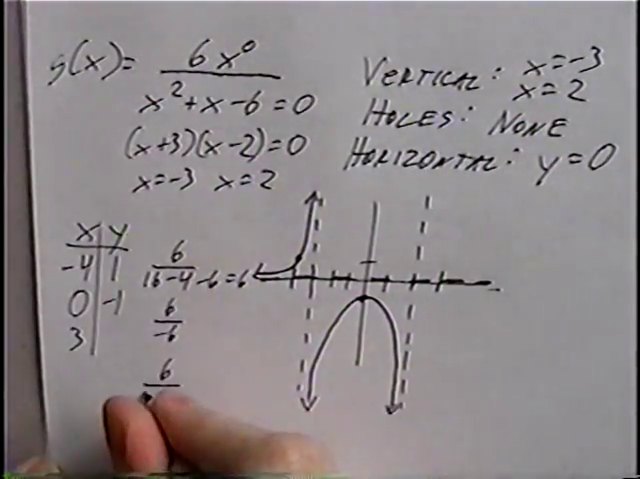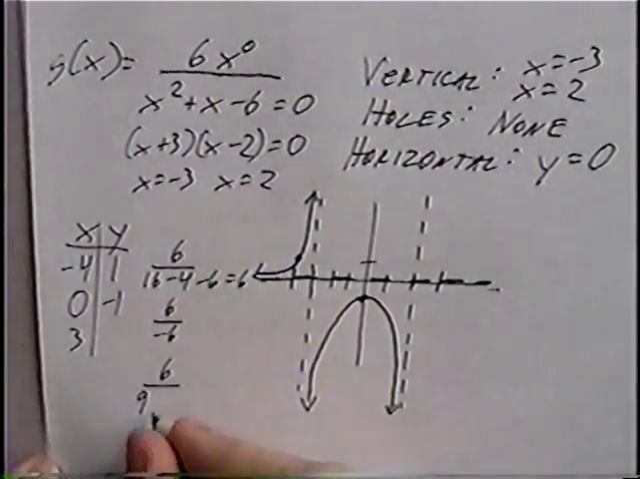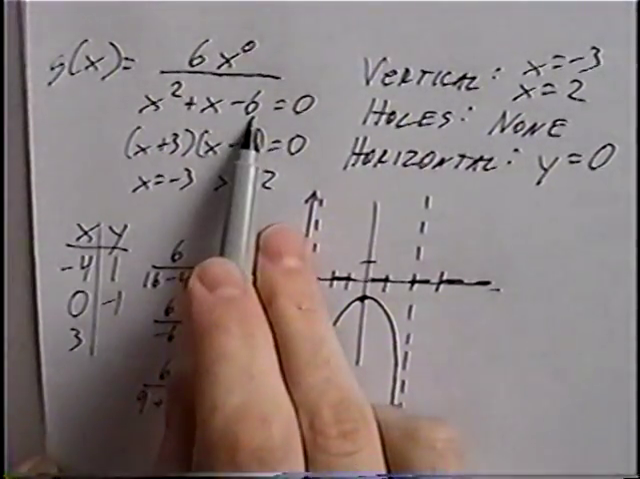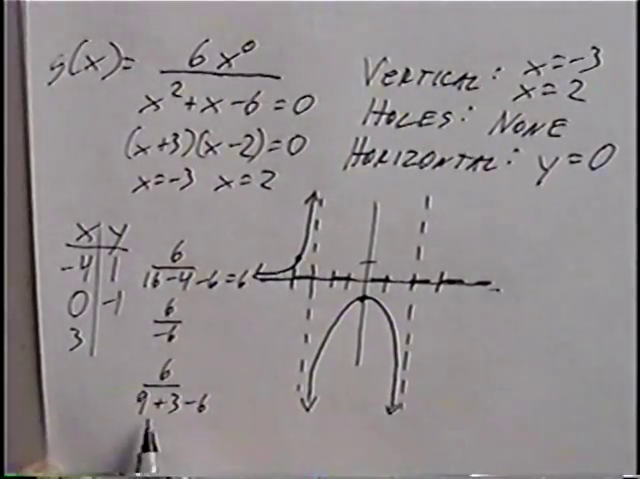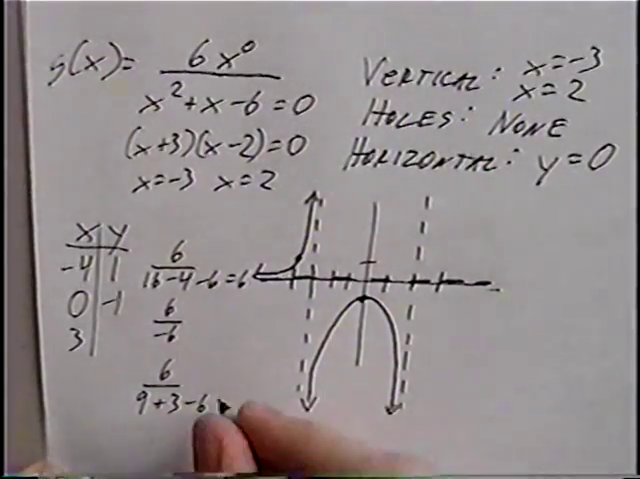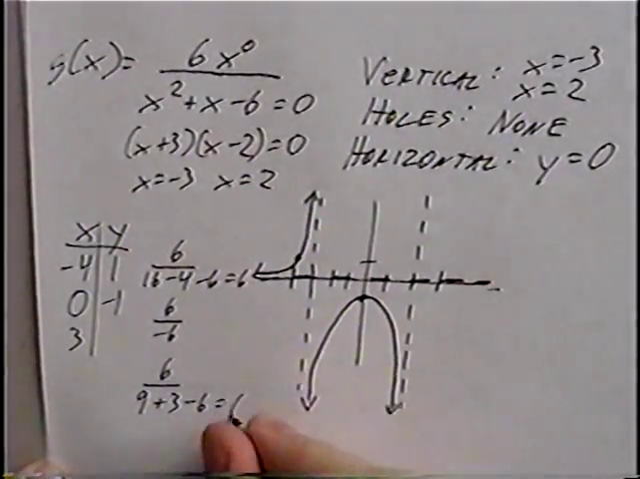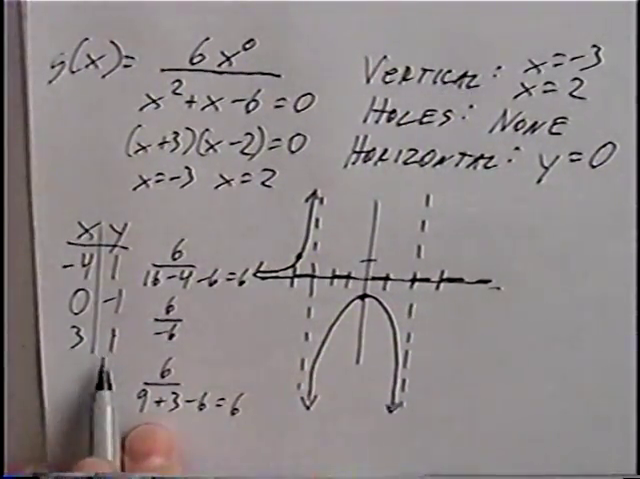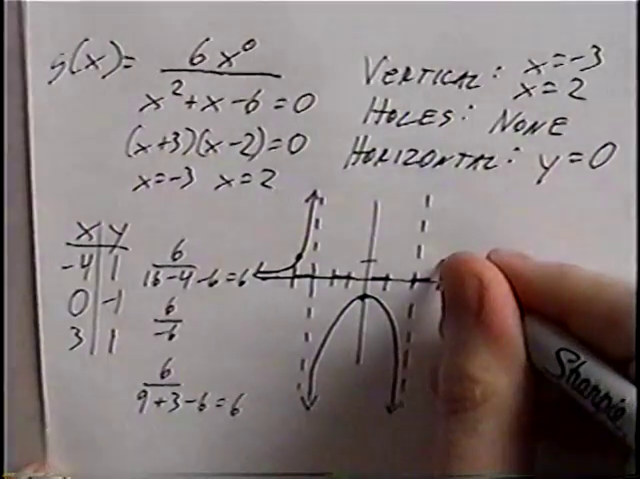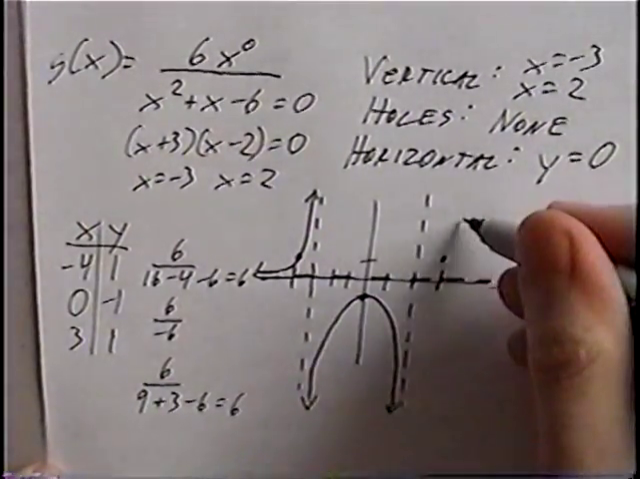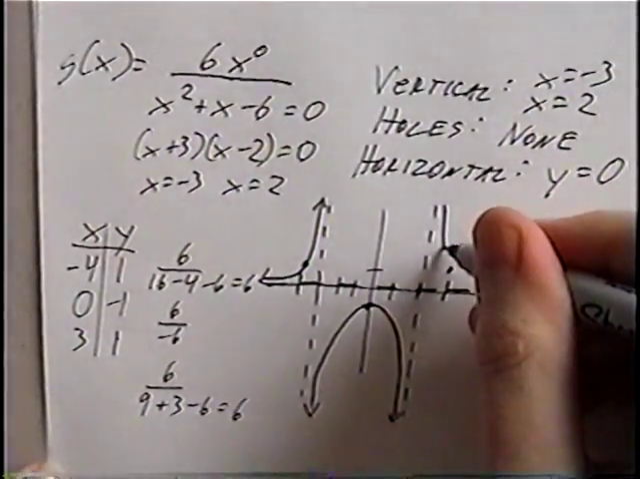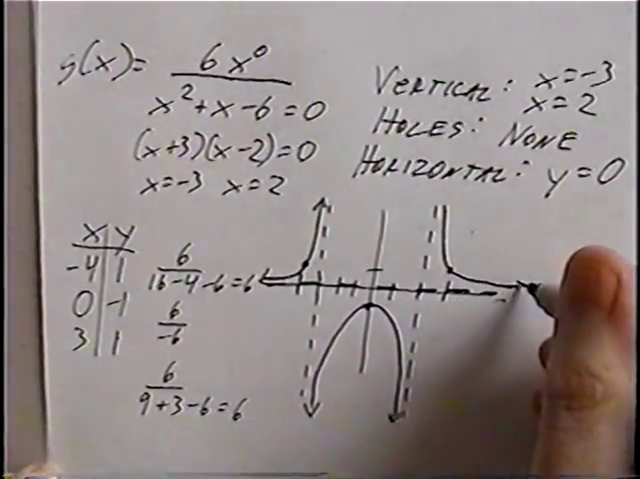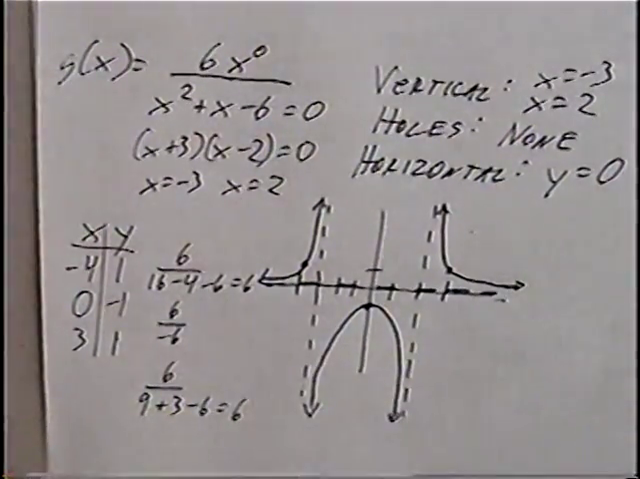3 squared would be 9, plus 3, and -6. 9 plus 3 is 12, minus 6 would also be 6. So 6 over 6 would be 1. So our point 3, 1 tells us the graph is on top of this section. So again, you curve the graph between the asymptotes, and you have your answer.